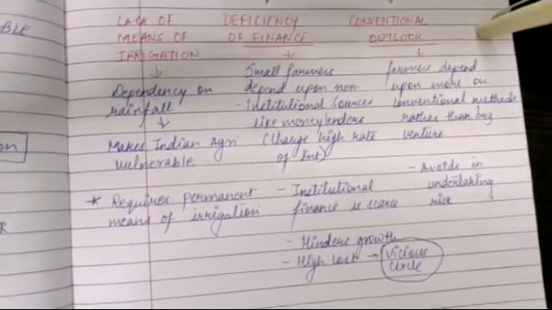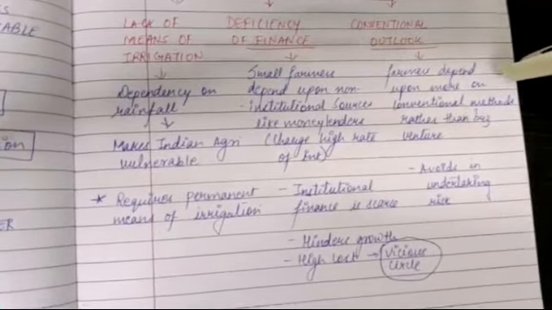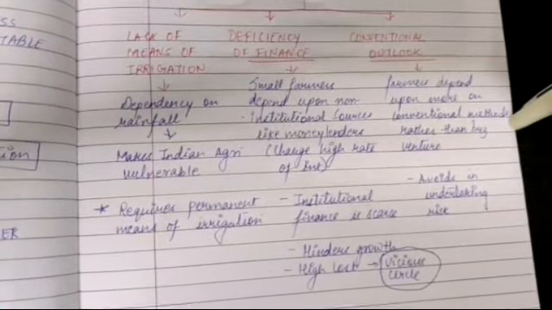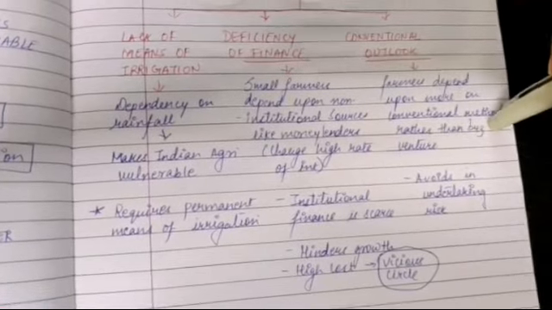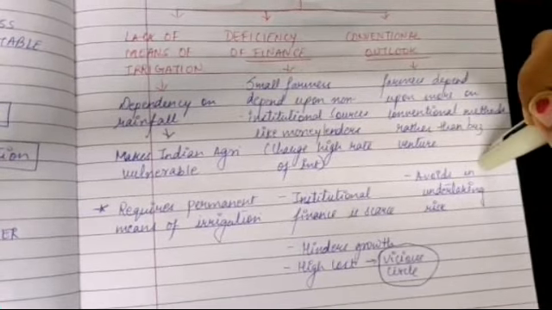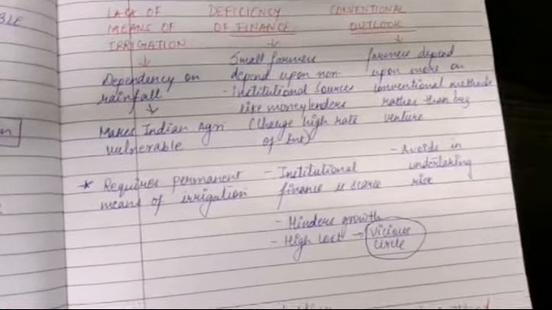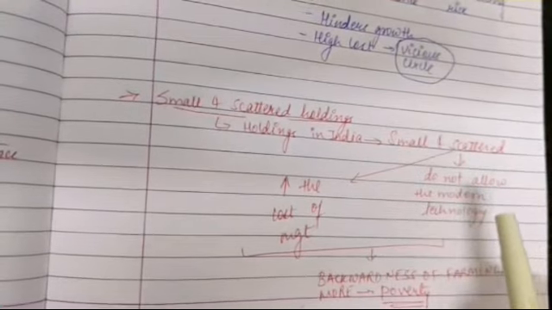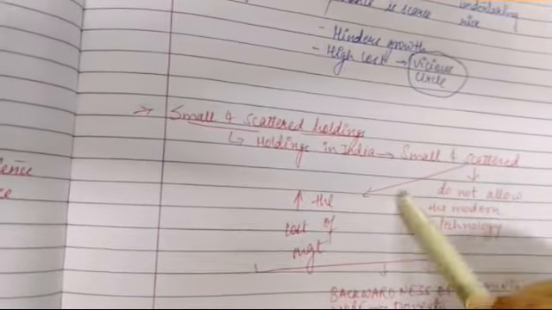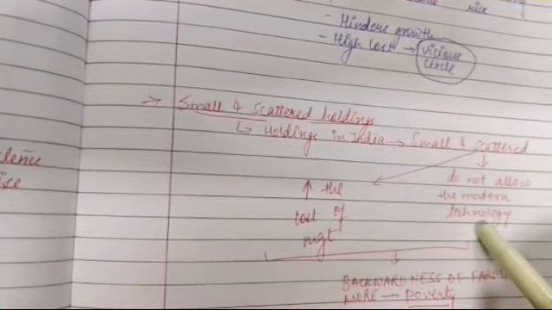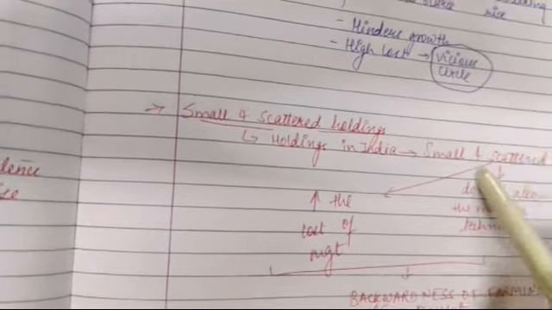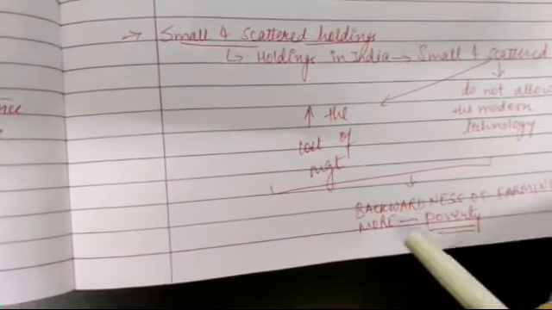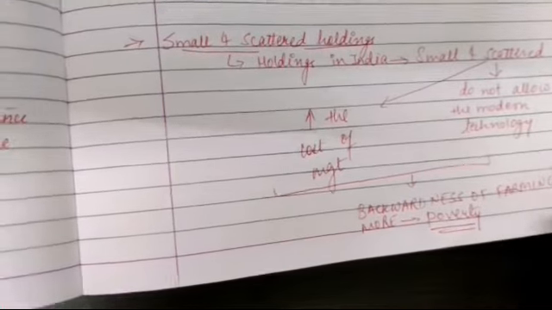Next is the conventional outlook. As we have already seen, farmers depend more on conventional methods rather than business ventures. They avoid taking risk in business ventures. Small and scattered holdings are holdings in India which are not only small but scattered as well. Small holdings do not allow the use of modern technology, whereas scattered holdings always increase the cost of management, which leads to backwardness of farming and poverty.